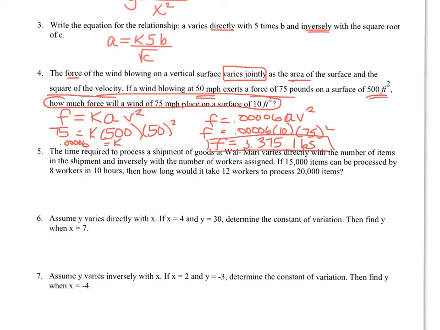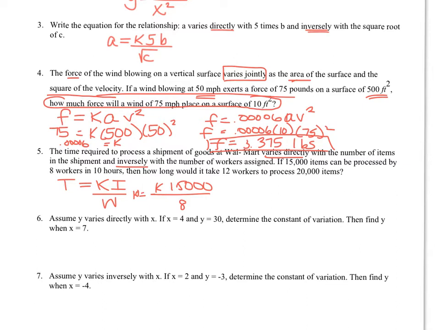If I look at the next one, it says the time required to process a shipment of goods at Walmart varies directly with the number of items in the shipment and inversely with the number of workers. So the time required varies directly with the number of items and inversely with the number of workers. It says 15,000 items were sold, and they were processed by 8 workers in 10 hours. So I have to first find k.